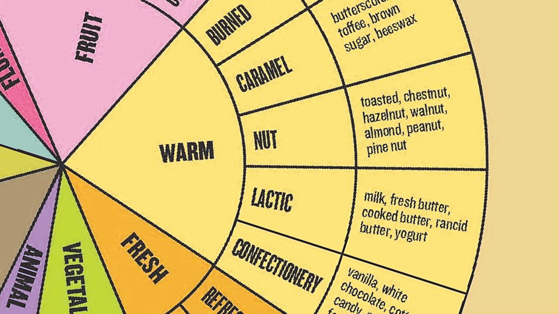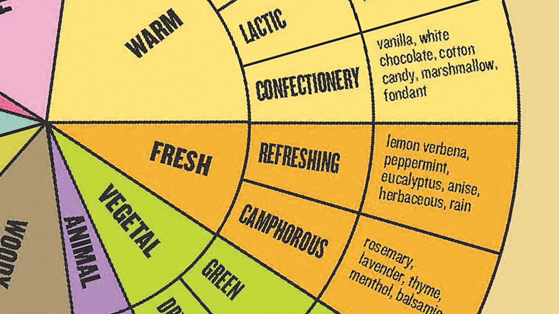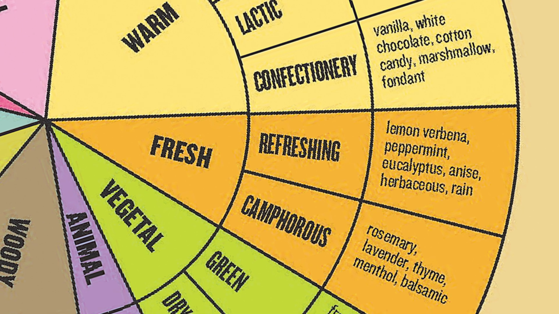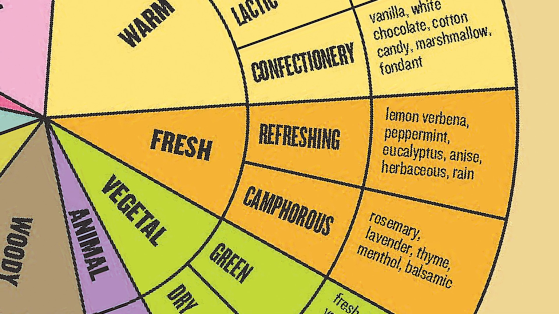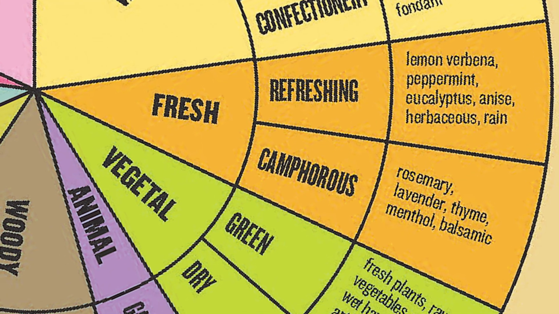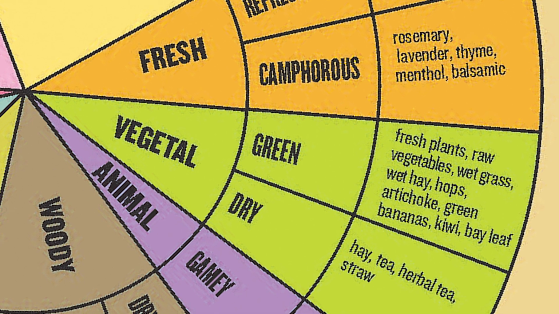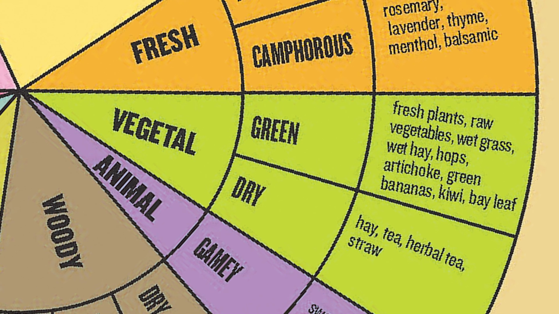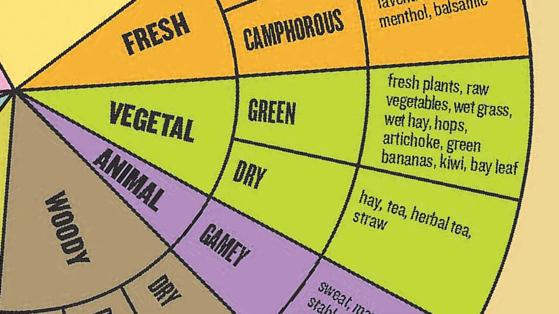The next category, we're talking about refreshing. So refreshing refers to honeys that are kind of cooling and camphorous. Think about things like lavenders or rosemary, eucalyptus, that kind of aromatic quality. The next category we'll talk about is vegetal. So when we describe a honey as being vegetal, think of green vegetables like in the garden, green stalks, green leaves, things like artichokes or broccoli.